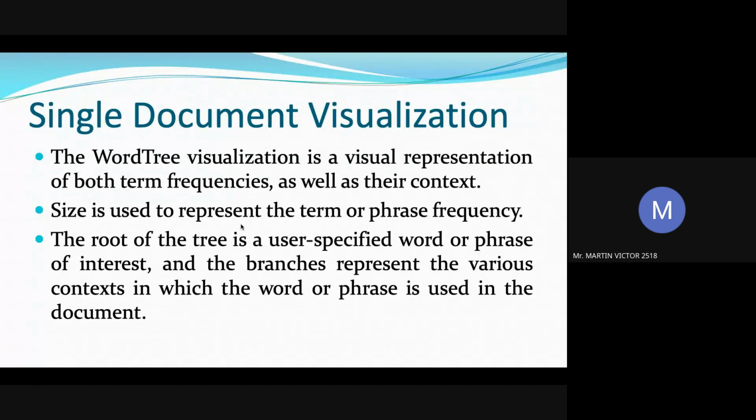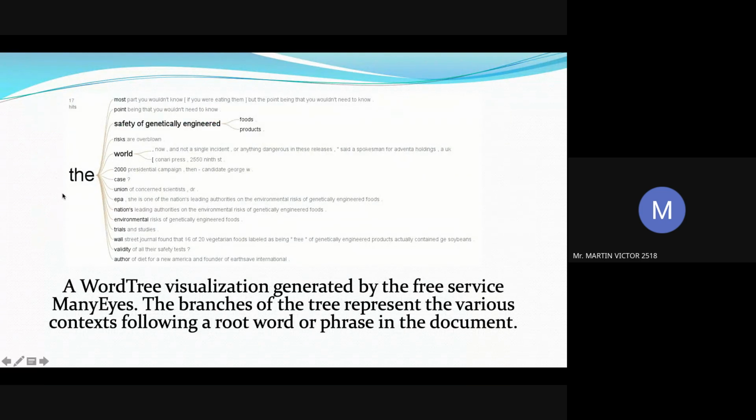Now, word tree is again a visual representation of both term frequencies as well as their context. Here the root of the tree is a user specified word, and the branches represent the various contexts in which the word is used in the document. Now, I will show you this. Here you can see the user specified word is "the". Actually, it is a stop word, but just for our understanding, we have taken it.